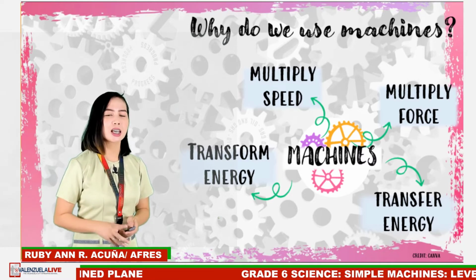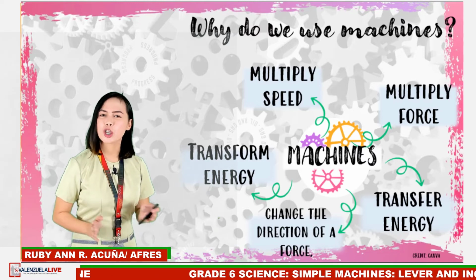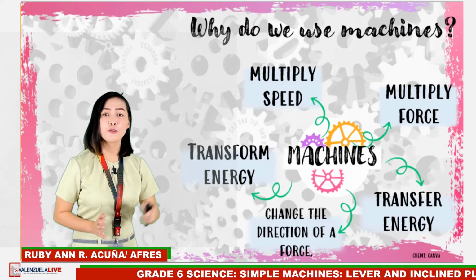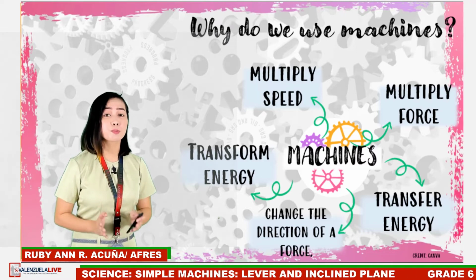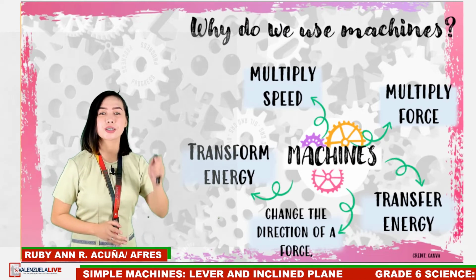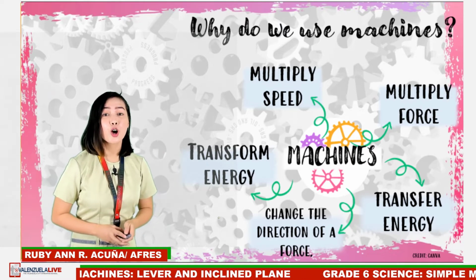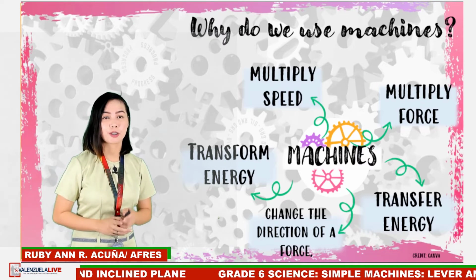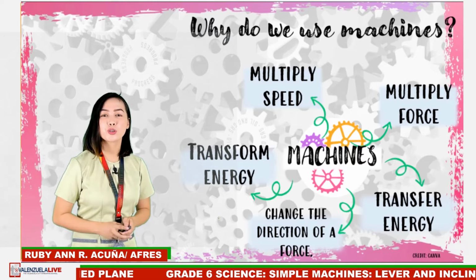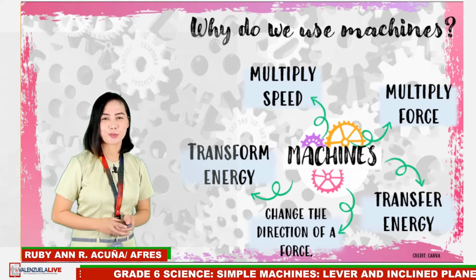And last, machines change the direction of a force. A single fixed pulley is used to raise the flag with the force going down. Another example is the crane. It is used to lift heavy objects.